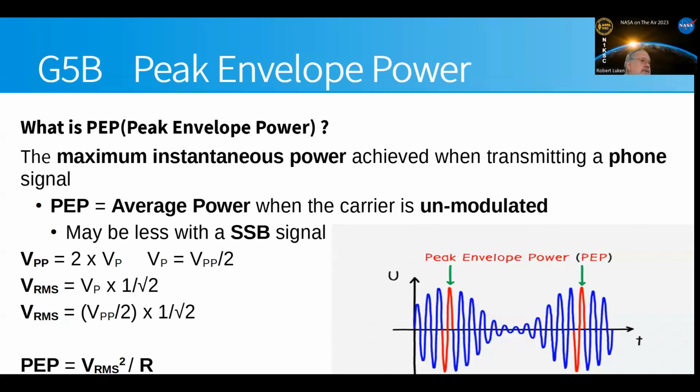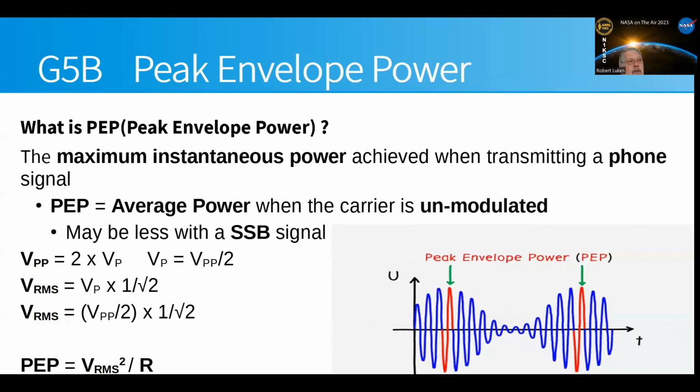And they use that for regulations. You're only allowed 1,500 watts peak envelope power on a lot of bands. And on some of the technician bands, you're limited to 200 watts.